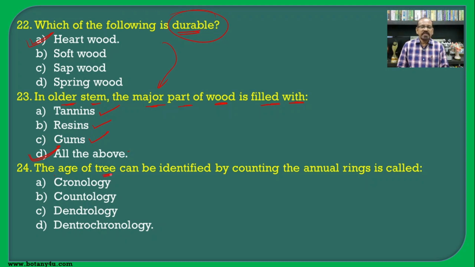Then, the age of the tree can be identified by counting the annual rings is called as. Last time in a question we have already seen this one, but what is the study that we are doing in such type of counting? We have to remember that such type of study is known as dendrochronology, in which we can easily identify the age of the plant body by counting the annual rings.